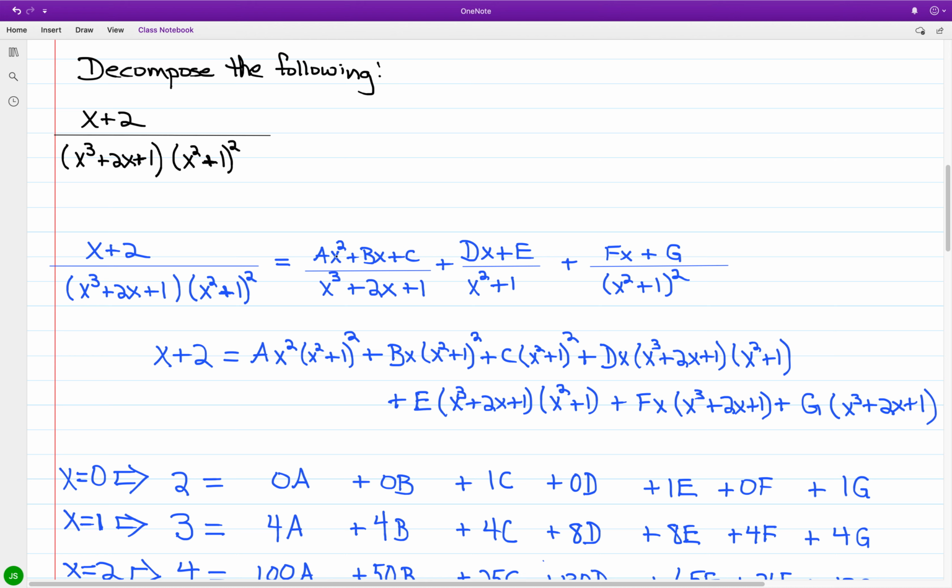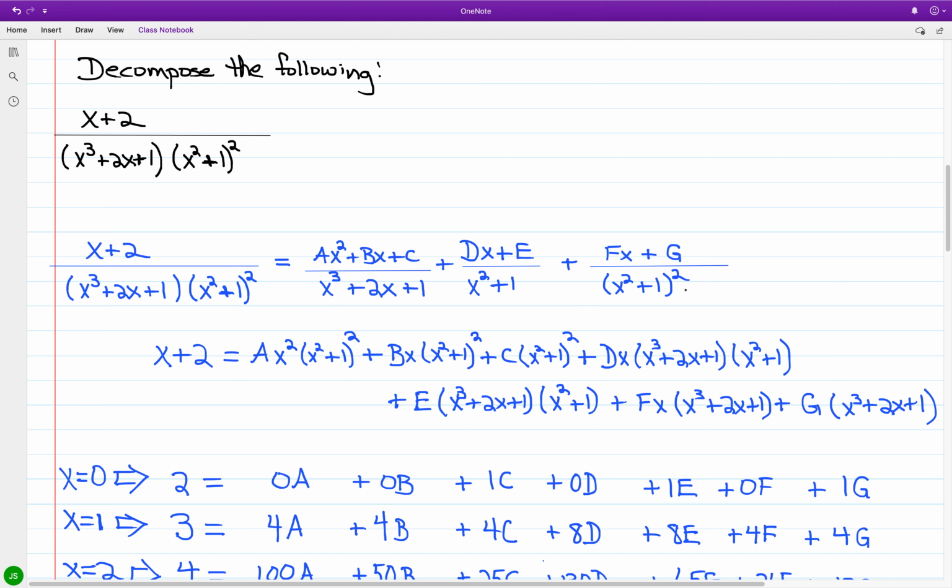So the numerator is going to be a second order expression. So I have ax squared plus bx plus c. And for the square of x squared plus 1, we have a repeating quadratic factor, so maintaining a 1 degree difference. So we have dx plus e.